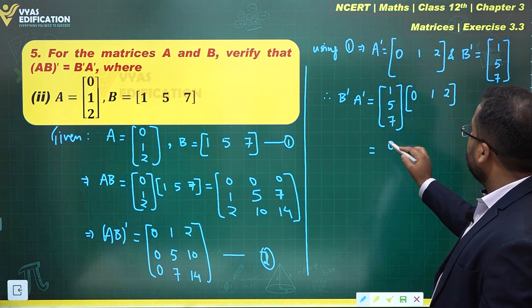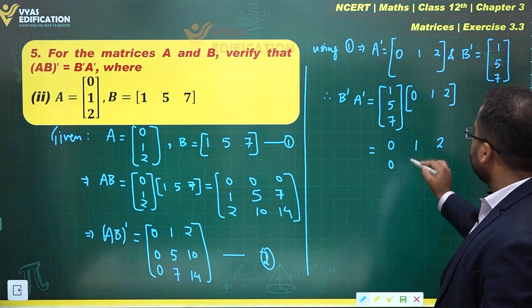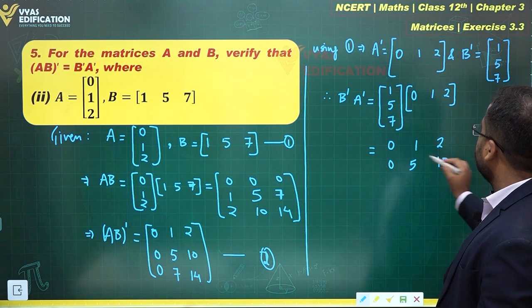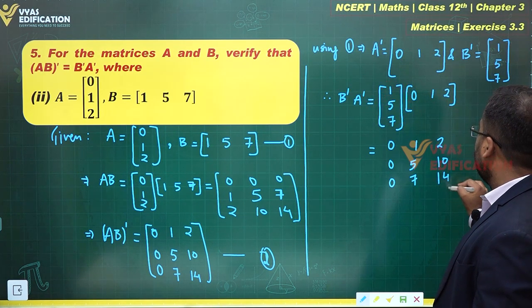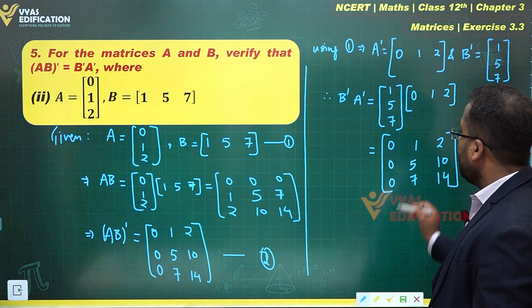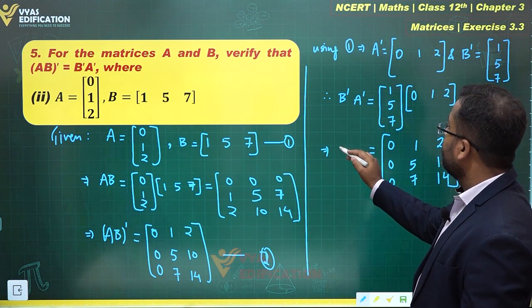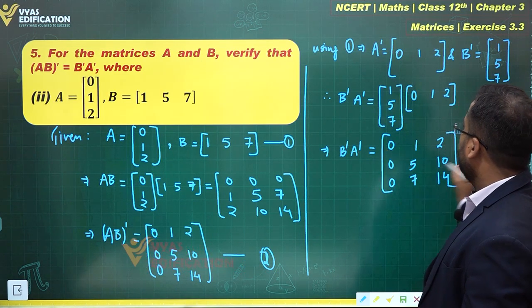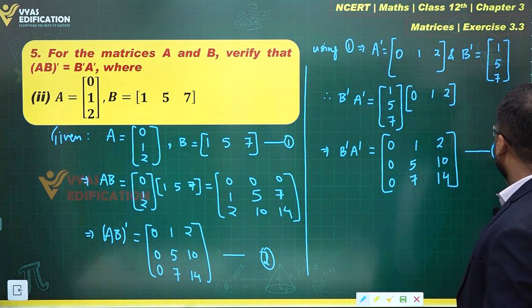1 times 0 is 0, 1 times 1 is 1, 1 times 2 is 2. 5 times 0 is 0, 5 times 1 is 5, 5 times 2 is 10. 7 times 0 is 0, 7 times 1 is 7, 7 times 2 is 14. This is what I have, and this is the product B transpose A transpose. Let's call this statement 3.